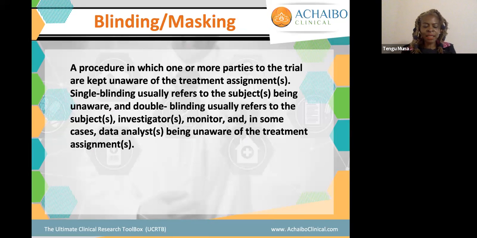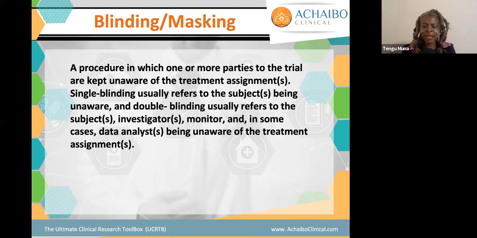So let's say we're studying aspirin, a drug for headache, and let's say it's a different formulation of aspirin. Everybody knows that the subjects are actually taking aspirin. The subjects know it, the investigator knows it, the people who are administering aspirin to them know it.